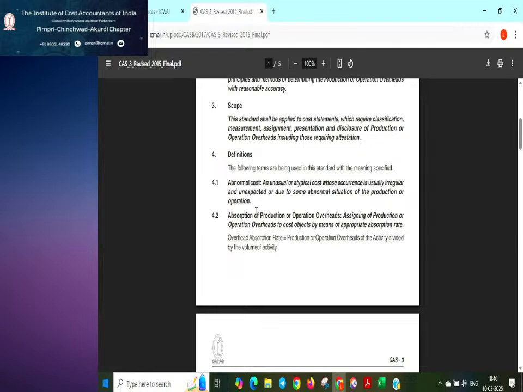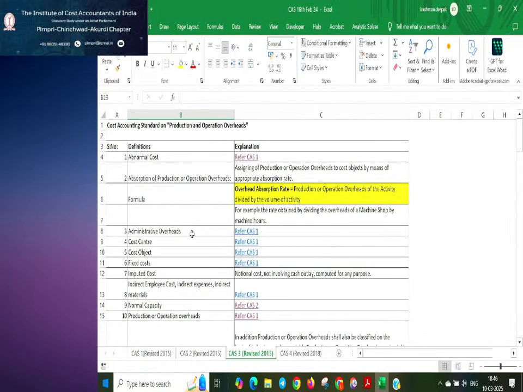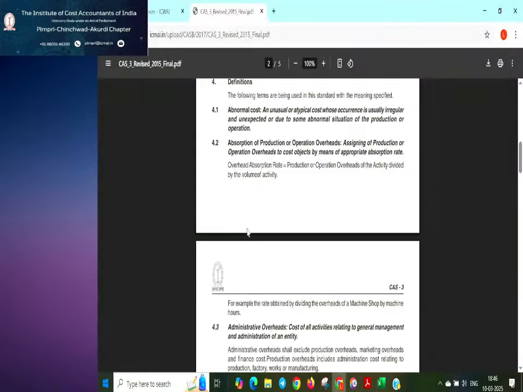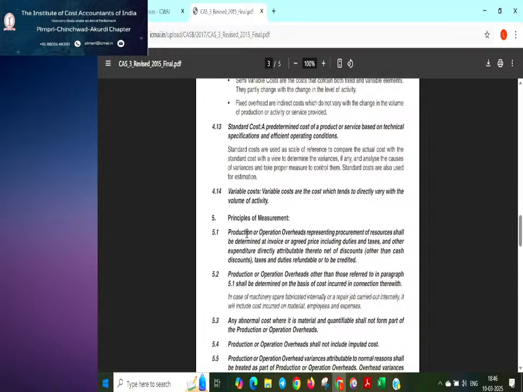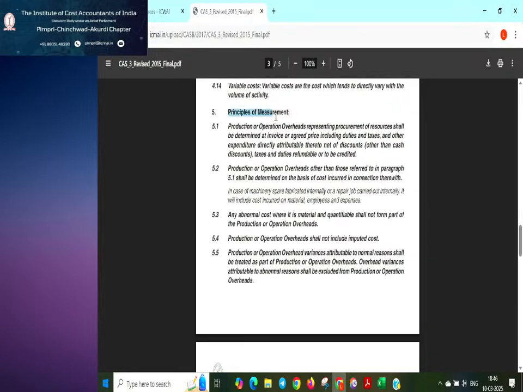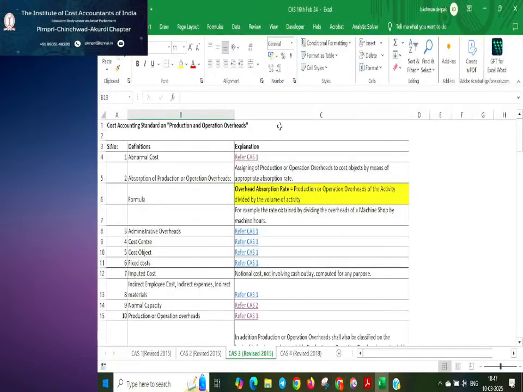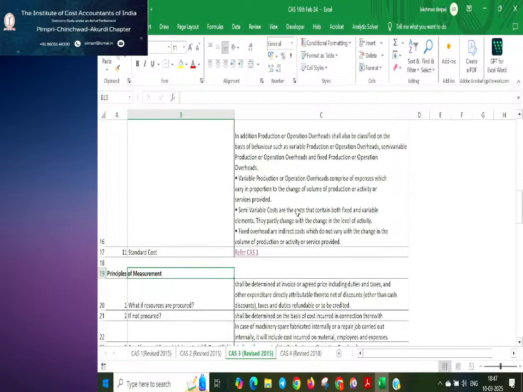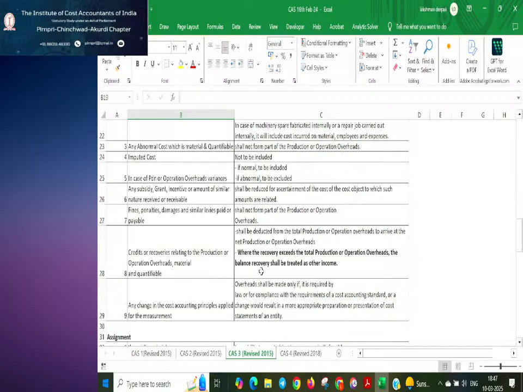What are the definitions? Usually I start with definitions because objective, scope and other things are the general ones. Then after the definitions we have the principles of measurement. How do we measure in these cases? There are certain exceptions. Your principles of measurement is very important because only based on this will you be able to solve the problems. What is to be included, what is to be excluded, what are the exceptions, how are we going to disclose? All these things are given under principles of measurement.